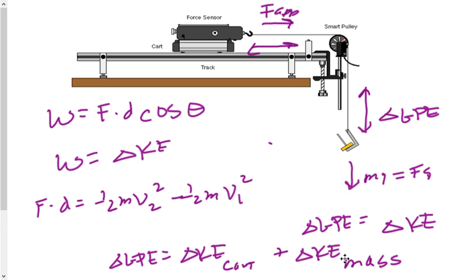So if we look at it from the perspective of this thing going downwards, and not just the isolated system here, our gravitational potential energy change is going to equal 1/2 m v2 squared minus 1/2 m v1 squared, all in parentheses, plus 1/2 the mass of this times its v2 squared minus 1/2 the mass of this times v1 squared. So those are two ways of looking at the work-kinetic energy theorem.